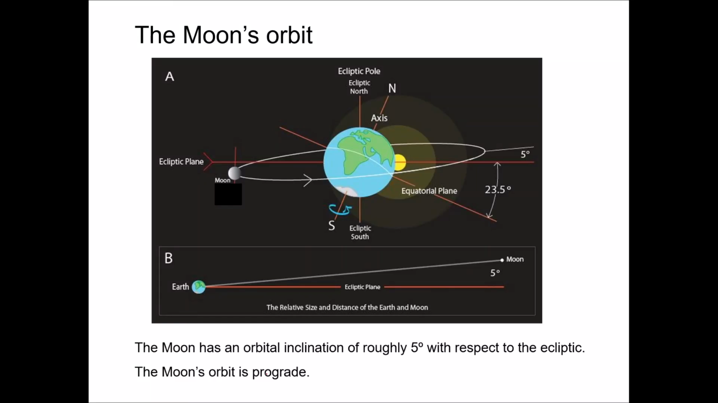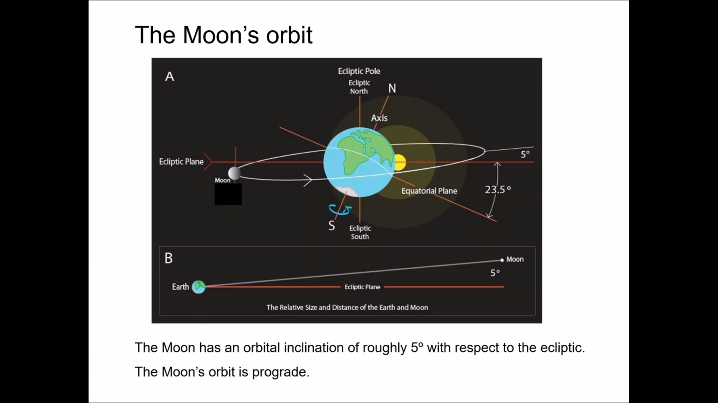Hello, welcome to the video lecture for Chapter 4, Part 2. In this video, we are going to be talking about the moon. In fact, we're going to be talking about two major aspects of the moon: lunar phases and eclipses.